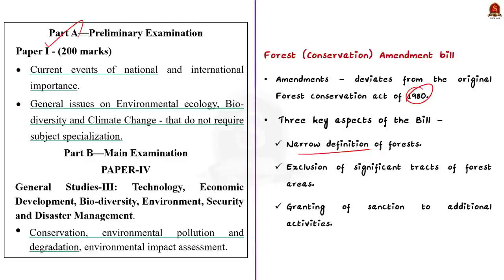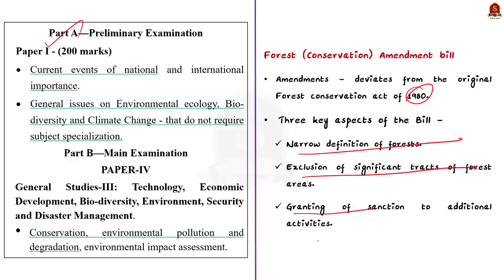They are: narrow definition of forest, exclusion of significant tracts of forest area, and granting of sanction to additional activities. Now let us discuss these three aspects in detail. Firstly, the narrow definition of forest.